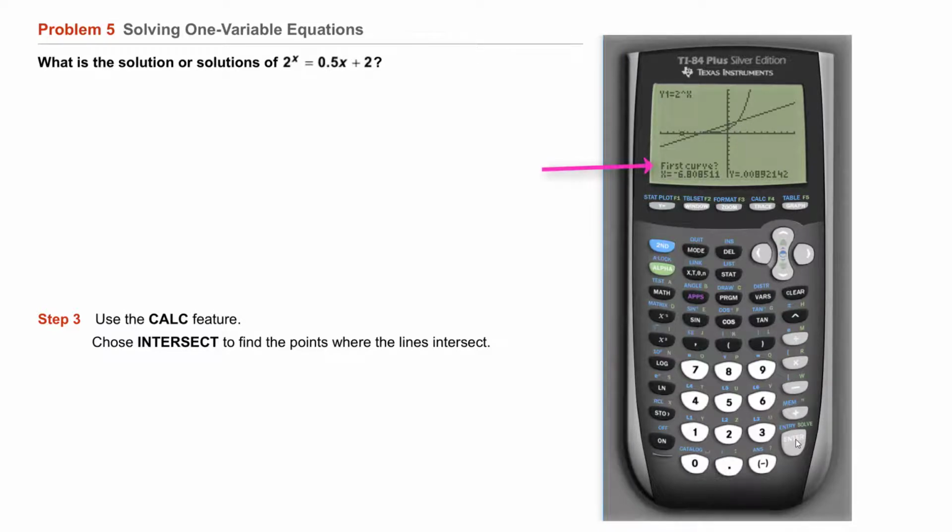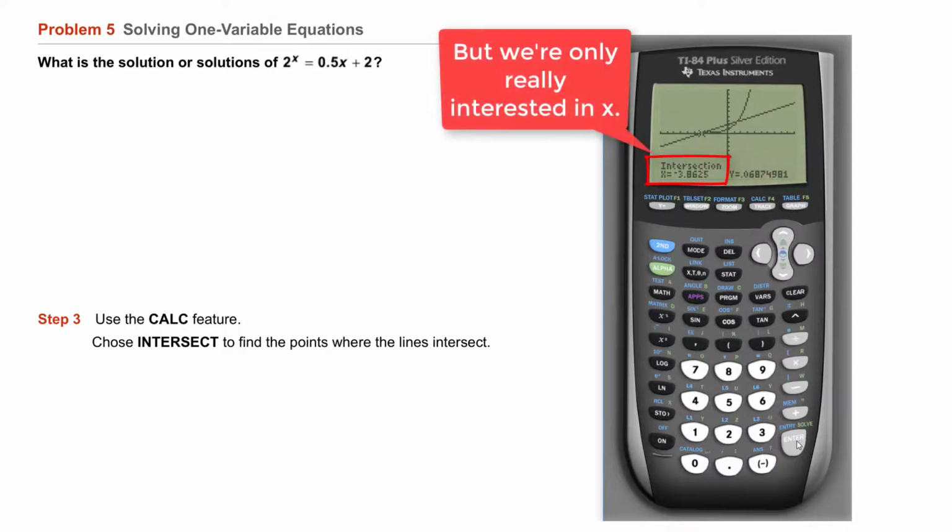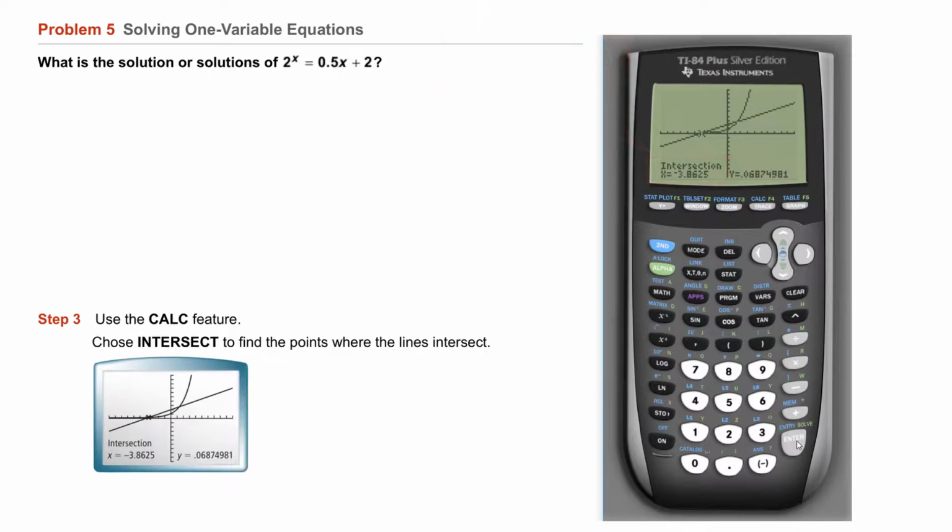So first curve, we push enter to identify that as our first curve, enter again to represent our second curve, and then the calculator is prompting for a guess. We need to move our cursor close to the intersection just to help speed the calculator along in its algorithm as it calculates. All right, so the intersection, x equals negative 3.8625, and y is really close to 0, 0.0687, and so on. So there's one of our intersections. And if we look at step 3, the example problem also identifies about negative 3.86 as being one of our solutions.